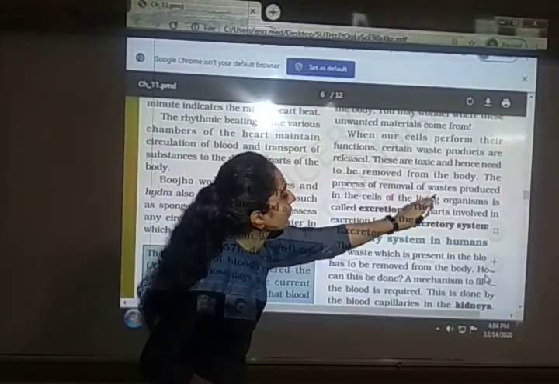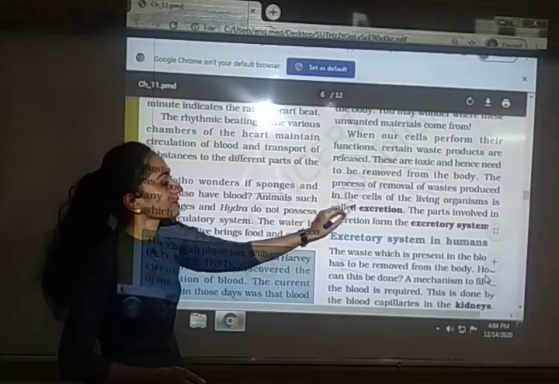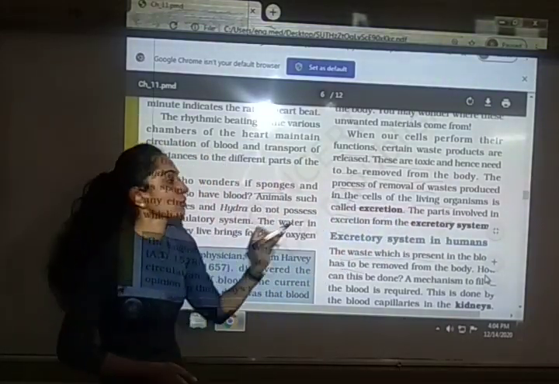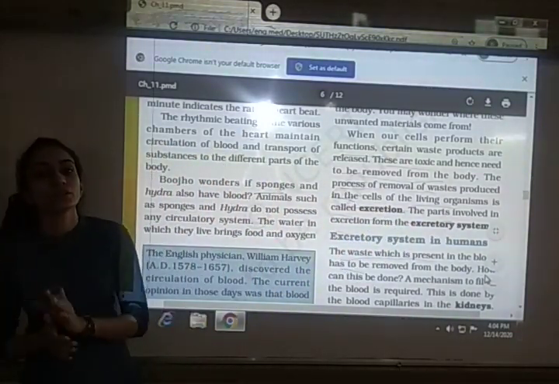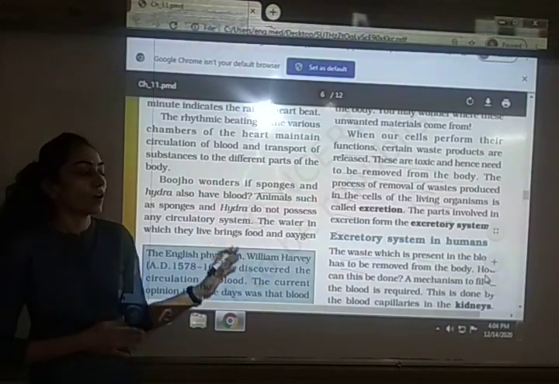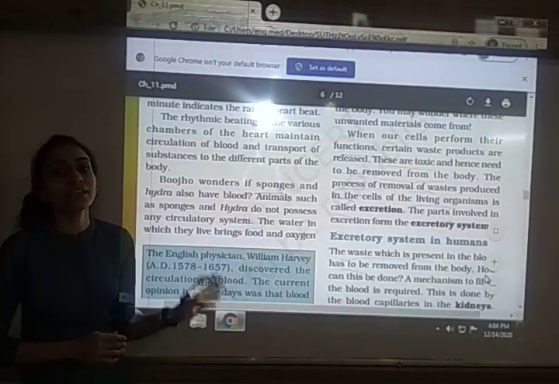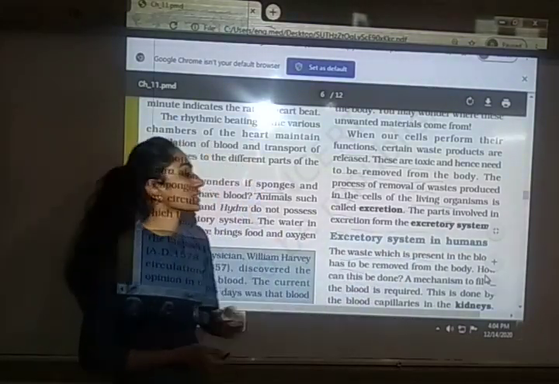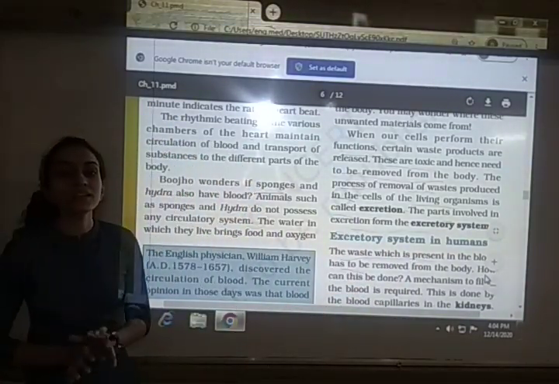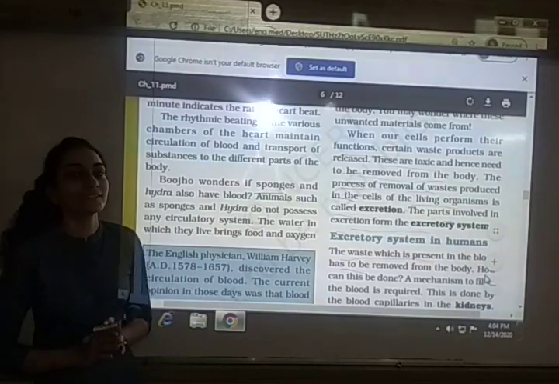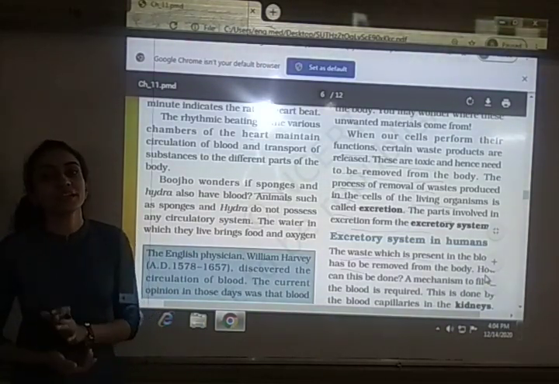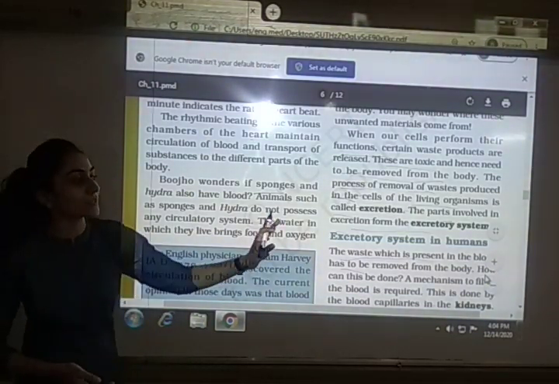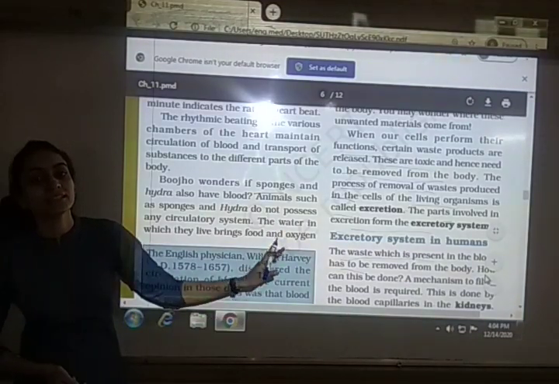So the process of removal of this waste product in the cell of the living organism is called excretion. The removal process of this waste product from our body is known as excretion, and the different parts involved in this excretion together form the excretory system. The parts involved in this excretion process form the excretory system.